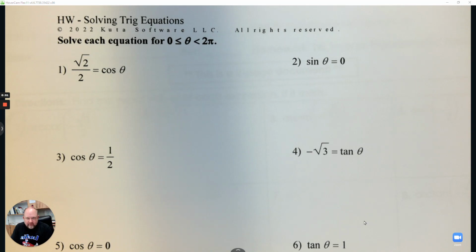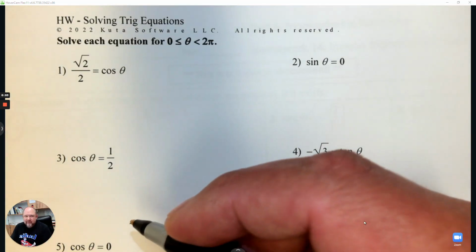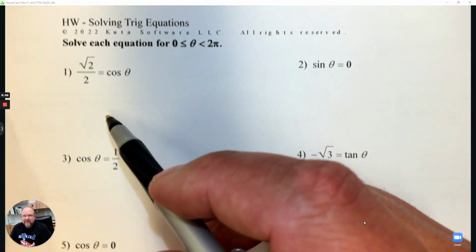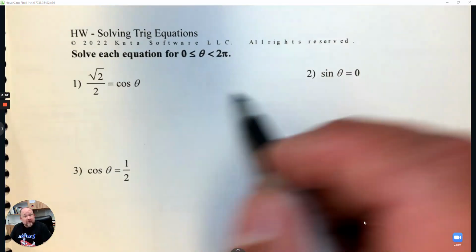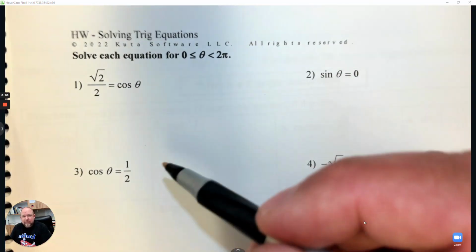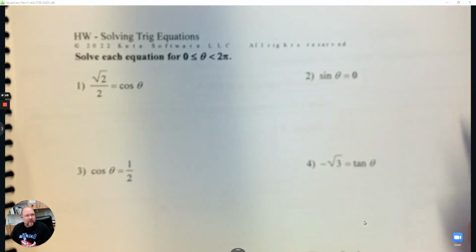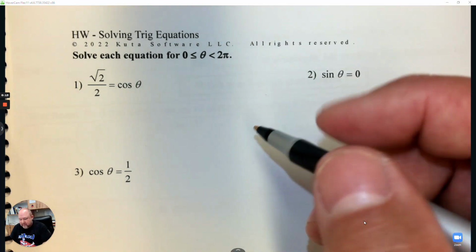Here's your homework on solving trig equations. Best, always, is to do it first, then play the video. Or if you need support, that's great, but keep pressing pause. Do what you can to learn this and not just copy it.